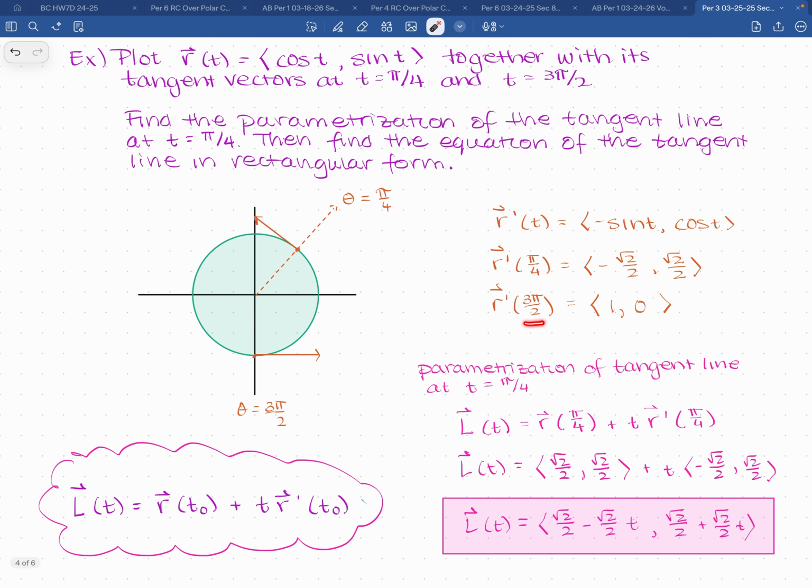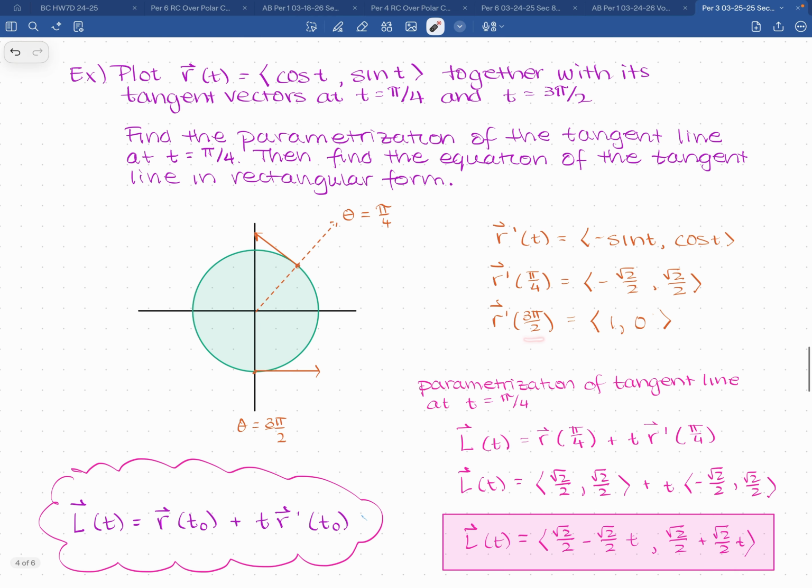If we did the same thing for t equals 3 pi over 2, again, plugging 3 pi over 2 into negative sine t and cosine t, we get the point 1, 0. So starting at the point on the curve, it'd be right here, and then we just go 1 unit in the horizontal direction, and there's my tangent vector at t equals 3 pi over 2. So there are my tangent vectors.